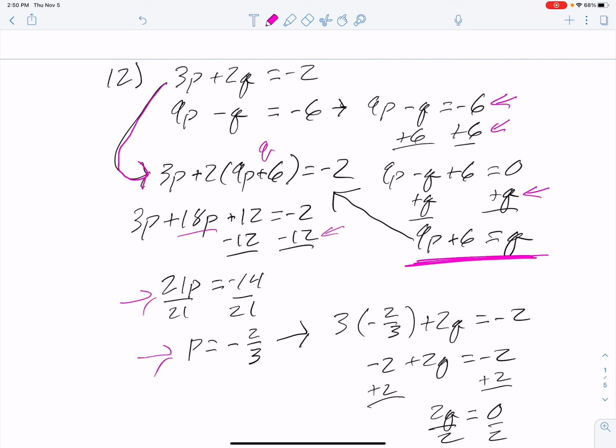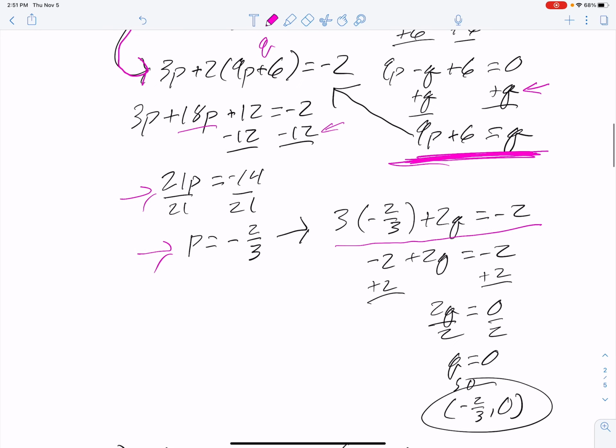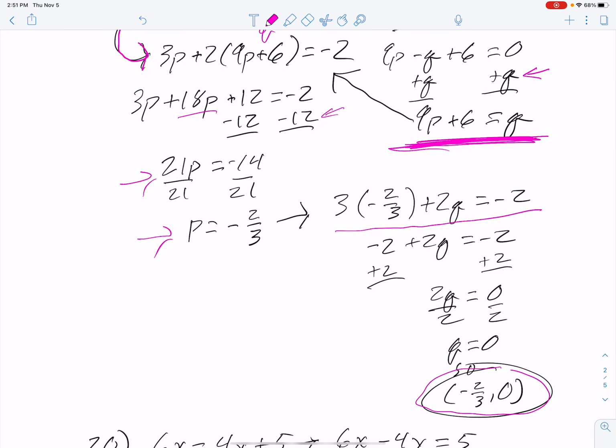And then I could have used this equation to make my life easier, but I went ahead and substituted into the original number 1 to solve for q. And again, don't forget to give your answers as ordered pairs.